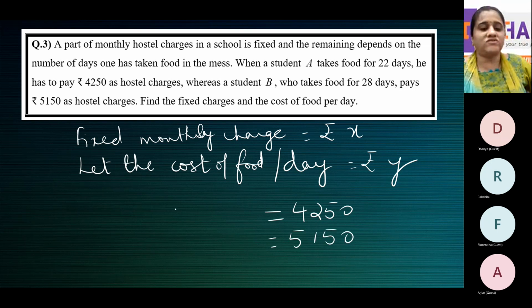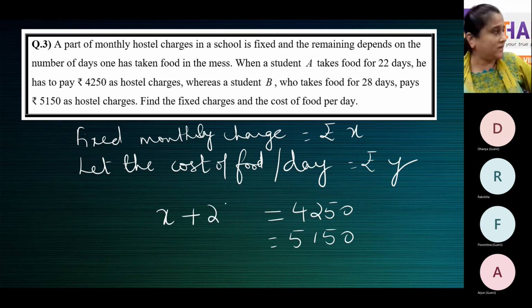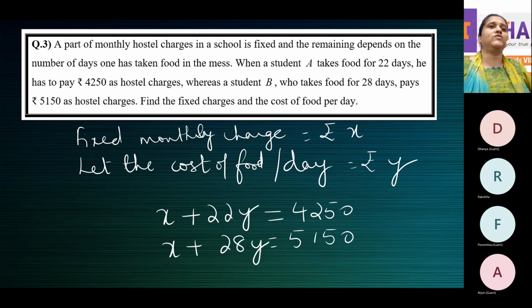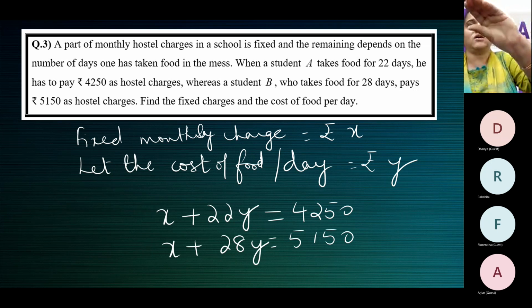So what's the first one? The fixed charge X plus 22Y is equal to 4250. What's the next one? X plus 28Y is equal to 5150. X is the fixed cost per month. Y is the cost of the food per day. So 22 days, 22Y; 28 days, 28Y. Fixed cost plus the total mess charges is equal to the total monthly charge he has to pay.